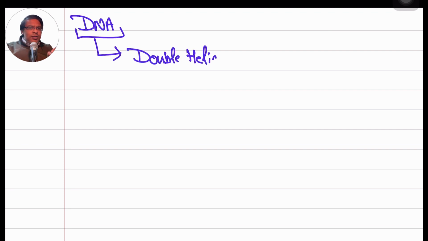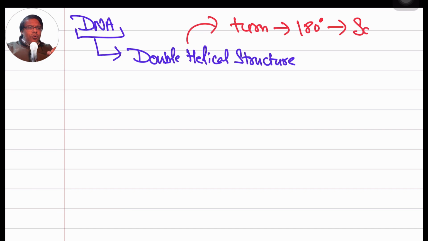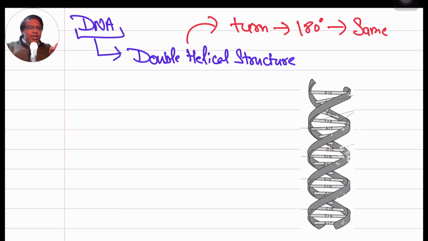Now here, the first point I just want to tell you, hopefully you remember, hopefully you know, DNA is going to have a double helical structure. So if you look into the structure of DNA, it is going to have two helices, and both of the helices are going to run in anti-parallel direction. Now here if you see, if you turn this model by 180 degrees, it will remain the same.